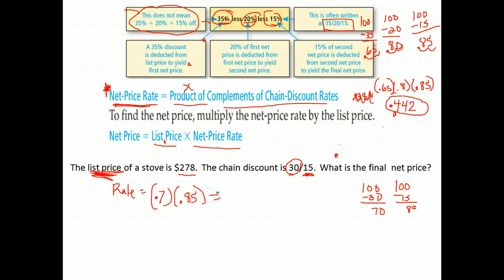Okay, we're going to use this to find our net price rate. And when we do, we get 0.595. Okay, so that is our net price rate. That's what we'll multiply by the list price to find the net price. The net price is the amount you pay. Okay, so our net price, we're supposed to take the list price, which in this case was $278, times our net price rate of 0.595.